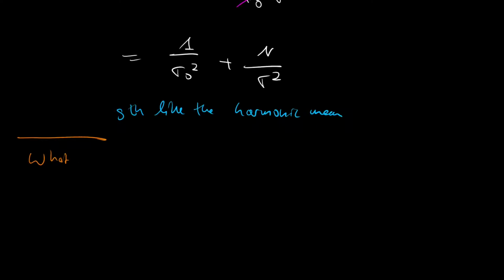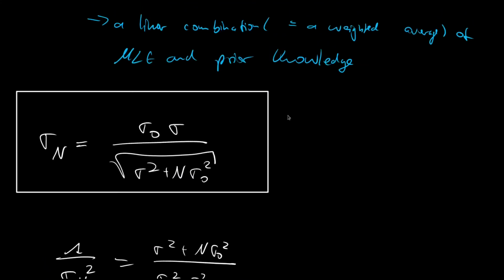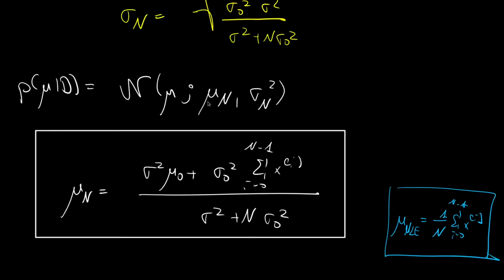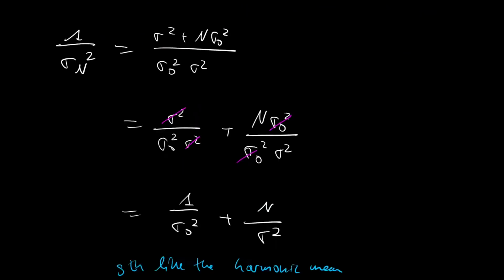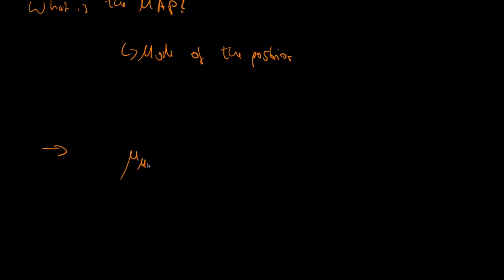So what is the MAP? And we know the maximum a posteriori estimate is nothing else than the mode of the posterior. So the mode of the posterior, and recall the mode is the position at which the probability density function takes its maximum. And since we have a normal distribution here, we know where this normal distribution takes its maximum. And it takes its maximum at mu n, at the mean of the Gaussian distribution. So we can conclude that mu MAP is mu n.